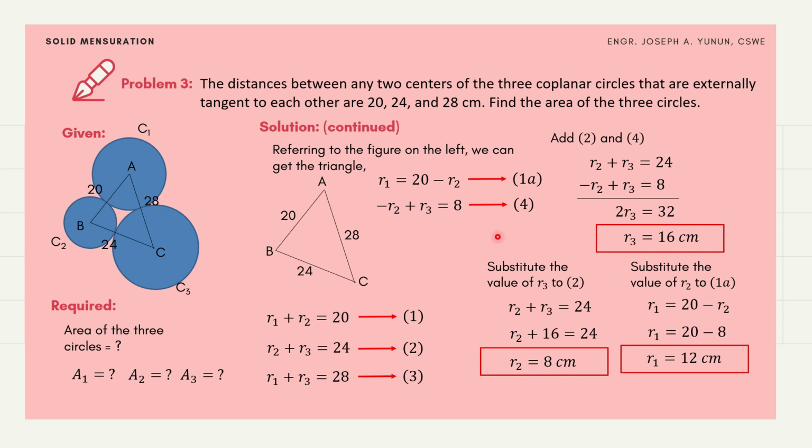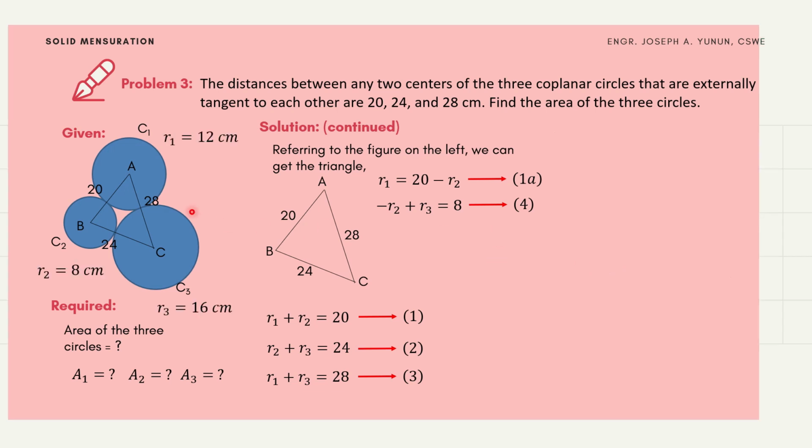So, continuation of our solution. We have the radius for C1, the radius for C2, and then the radius for the third circle C3. Using the formula to solve for A1, we have pi r squared. So A1 is equivalent to pi times radius 1 squared. Then substituting radius 1, which is 12, you get 144 pi square centimeters.